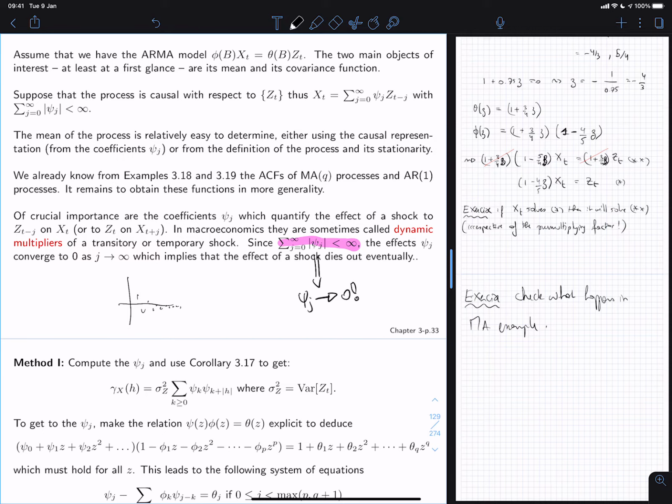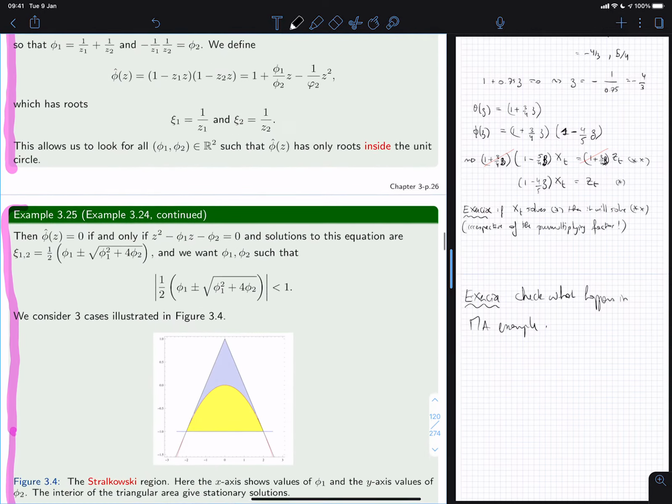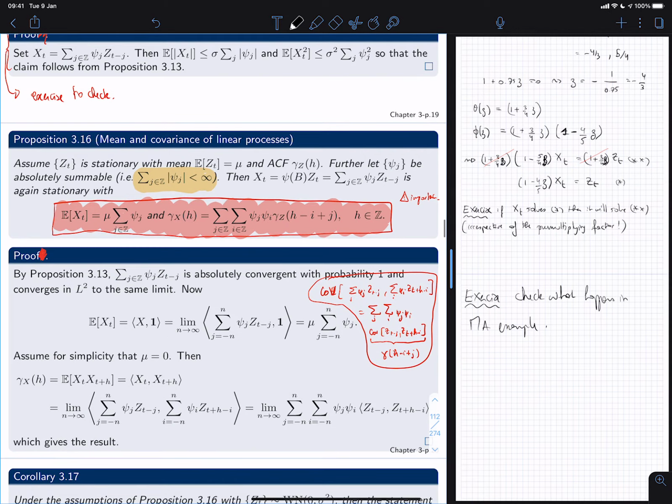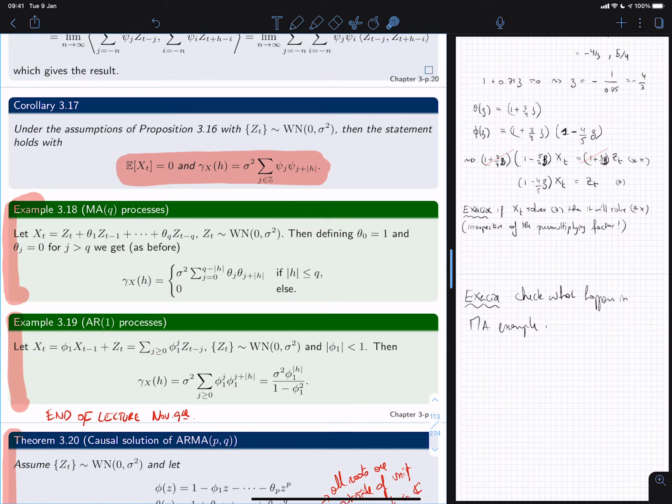Now, we know from corollary 3.17 that the covariance function of our ARMA process is this. So in order to get this covariance function, all we need is to get the psi j's.